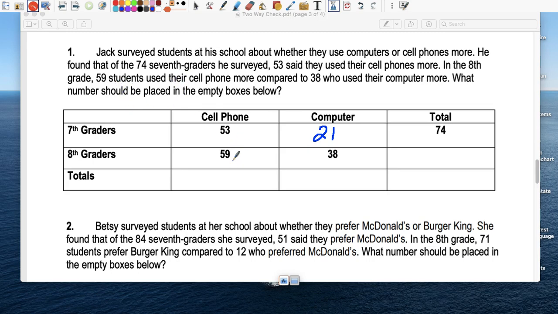8th graders, 59 said use their cell phone, and 38 use their computer. So the numbers are already there. So let's add them up. This is going to give me 112. This is going to be 59. And then let's add across. So 59 plus 38 is 97. That's going to be 74 plus 97, which is 171. And then over here, if I add these two, 112 plus 59 should also be 171. We are good.